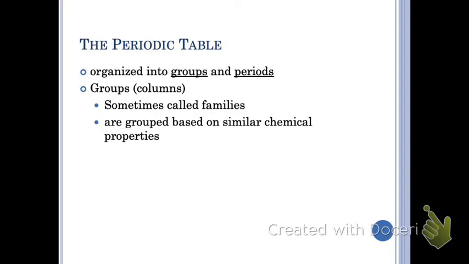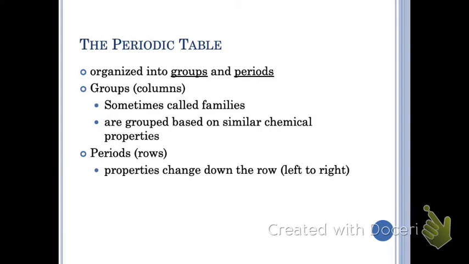Now we're going to look at what goes across a row. That's called a period. These elements change behaviors as they go across the row. I'm not going to have you label the rows because we very rarely refer to elements by their row. But I want you to look at this third row right here.